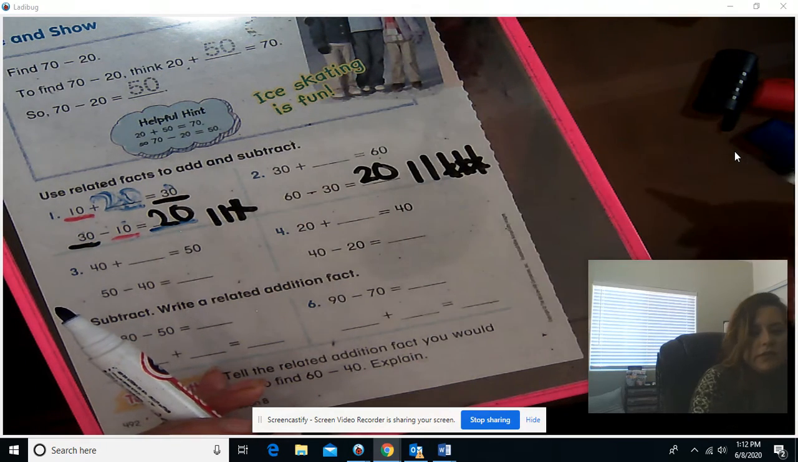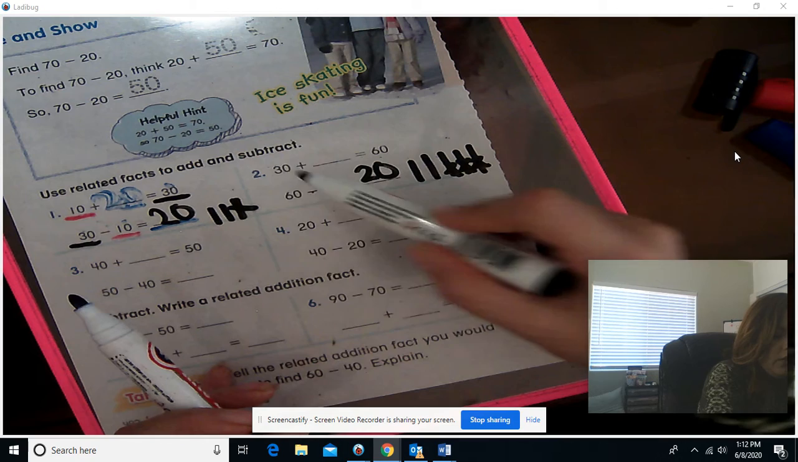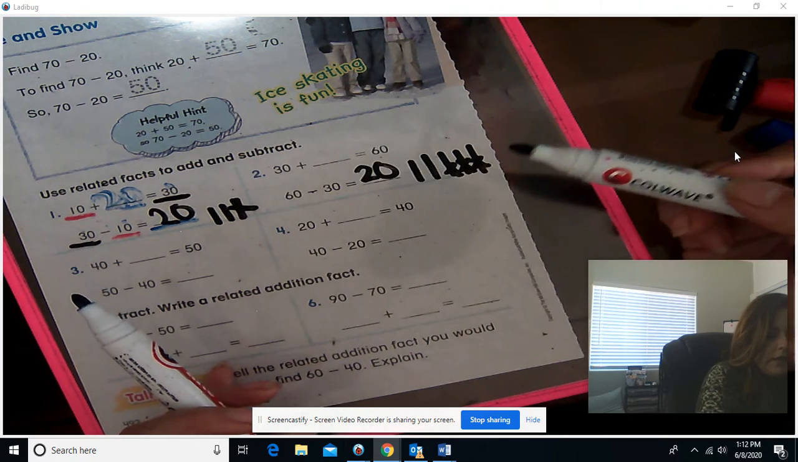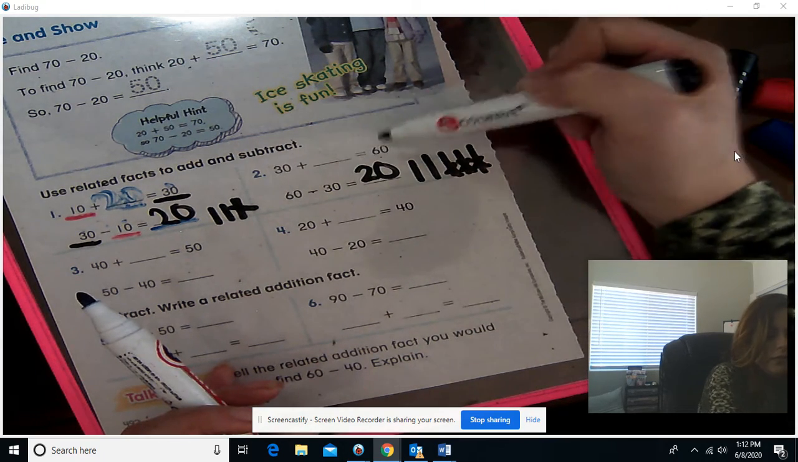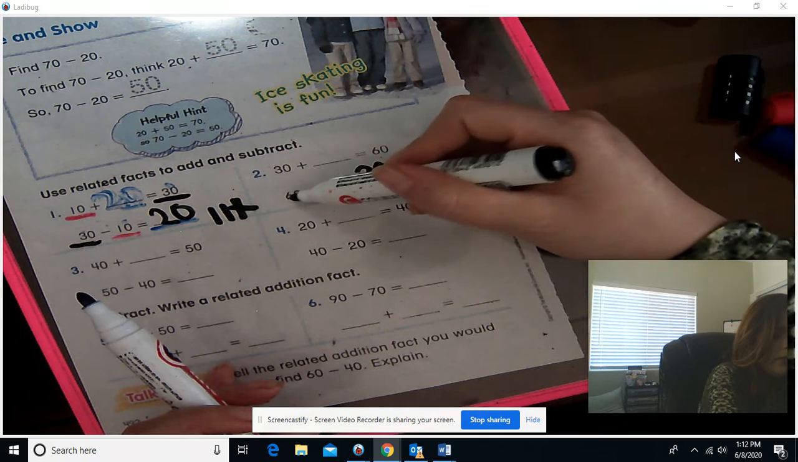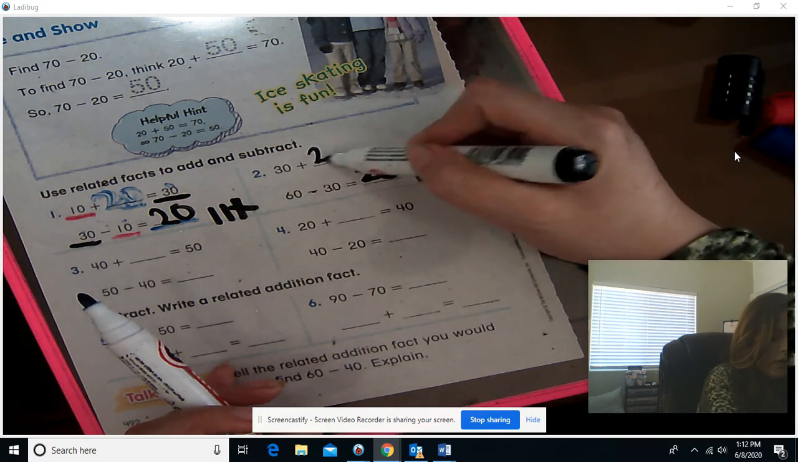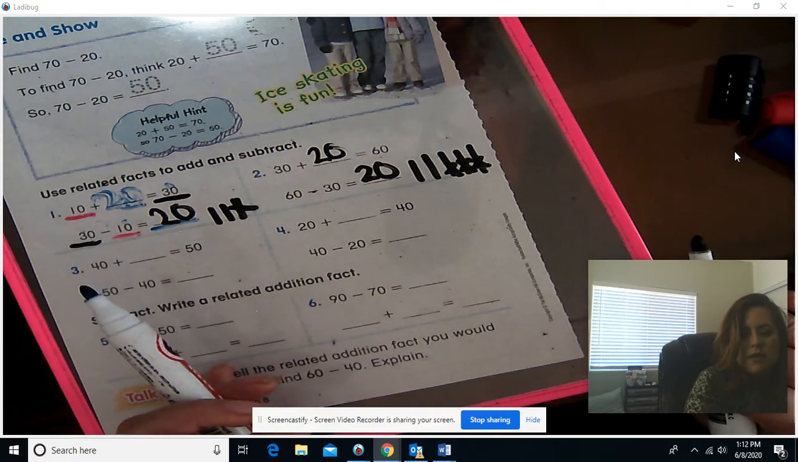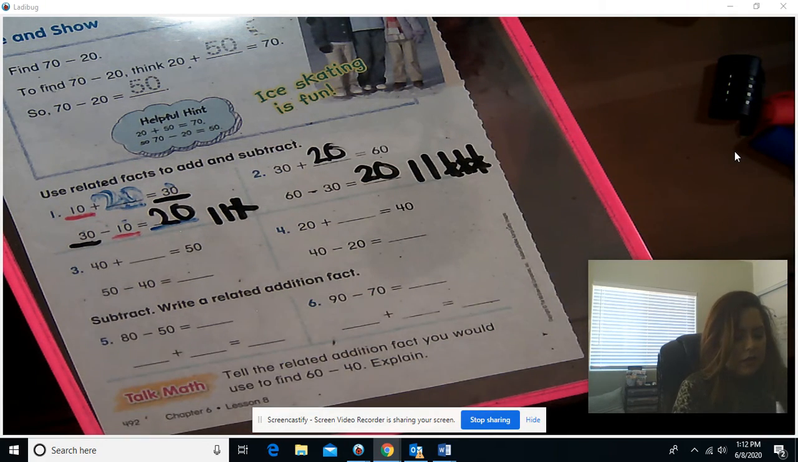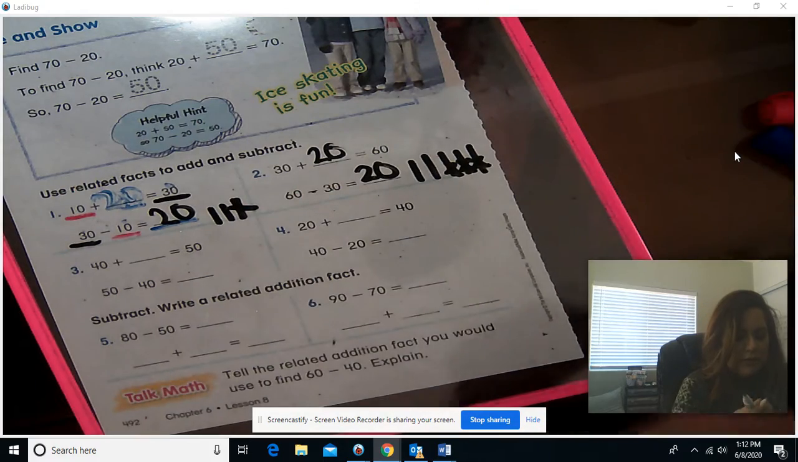Some of you would have noticed that that's a double too. 30 plus what equals 60? So if I know that 60 minus 30 equals 20, I also know that 30 plus 20 equals 60, because these are related addition and subtraction sentences.